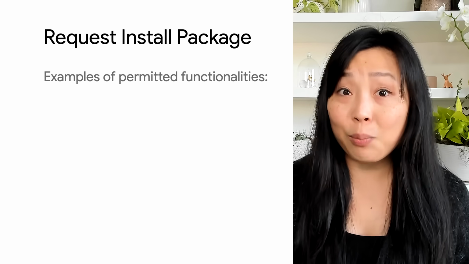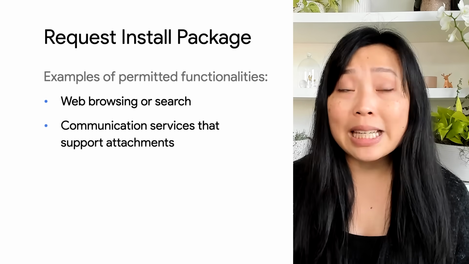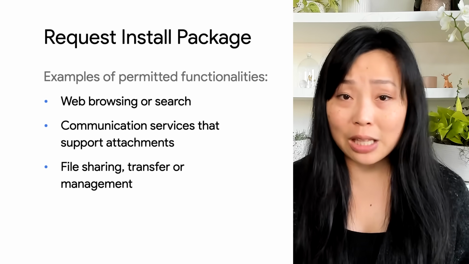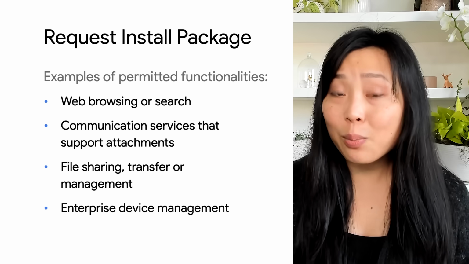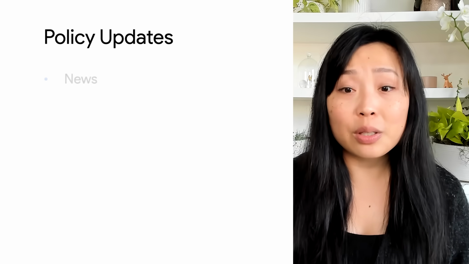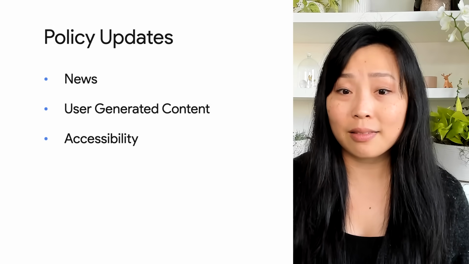Here are some examples of permitted functionalities: web browsing or search, communication services that support attachments, file sharing transfer management, and enterprise device management. Now, let's talk about our recent updates on news, user-generated content, and accessibility policies.